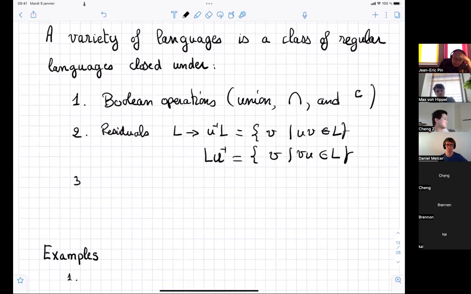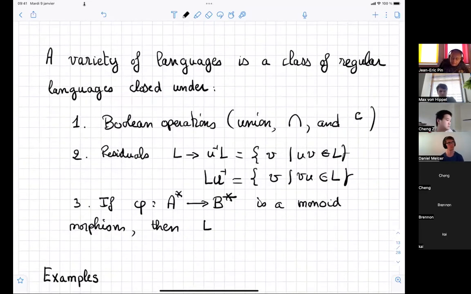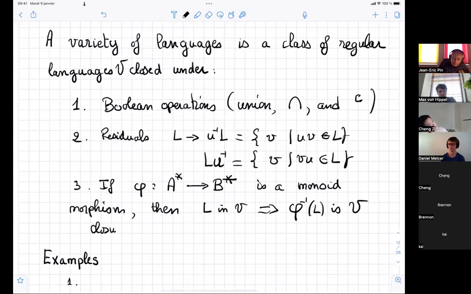And the third one is a bit more technical. If you have phi from A star to another alphabet, a monoid morphism, then for a variety of regular languages, let's call it V, L in V implies the inverse image of L is in V. Okay, so they are closed under inverses of morphisms. That's what we say.